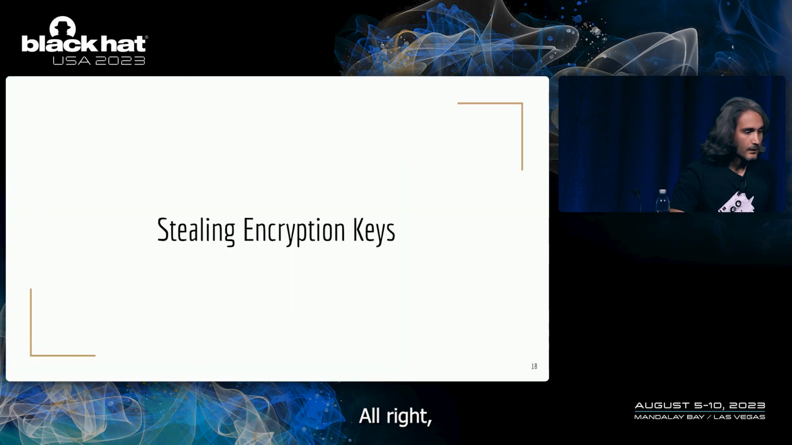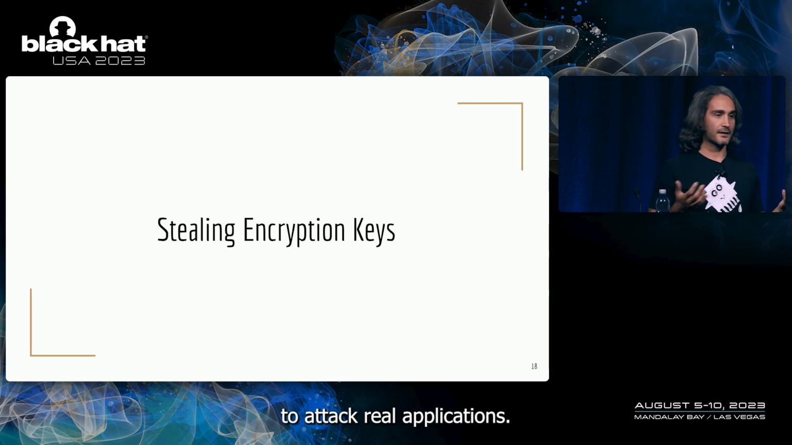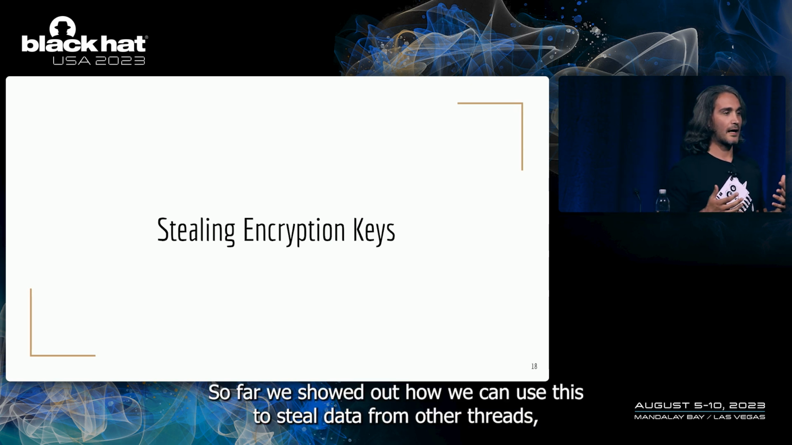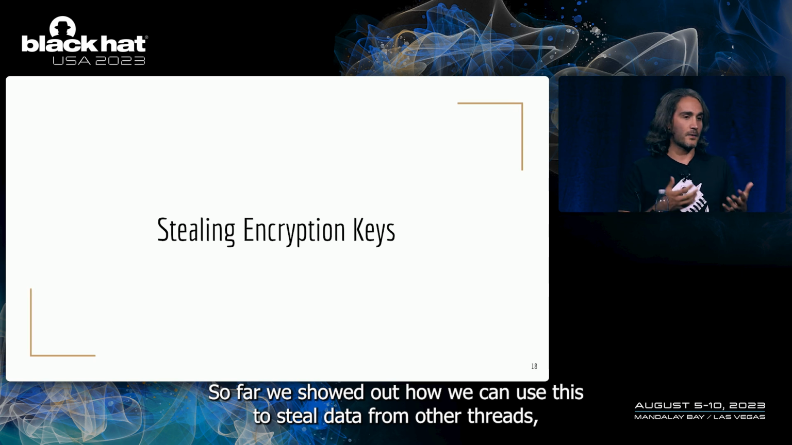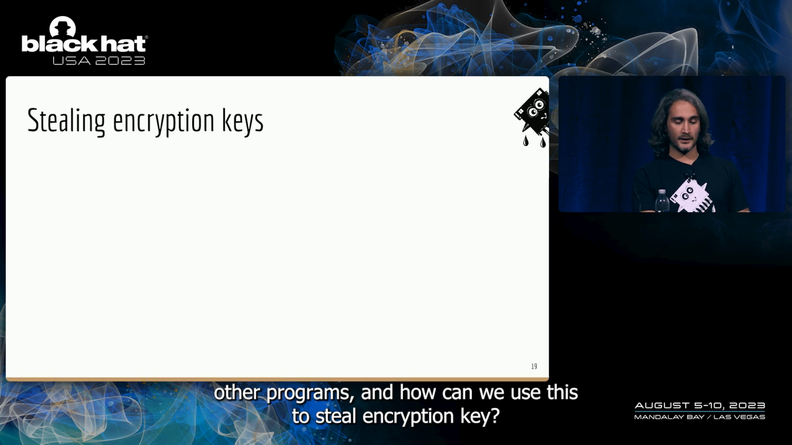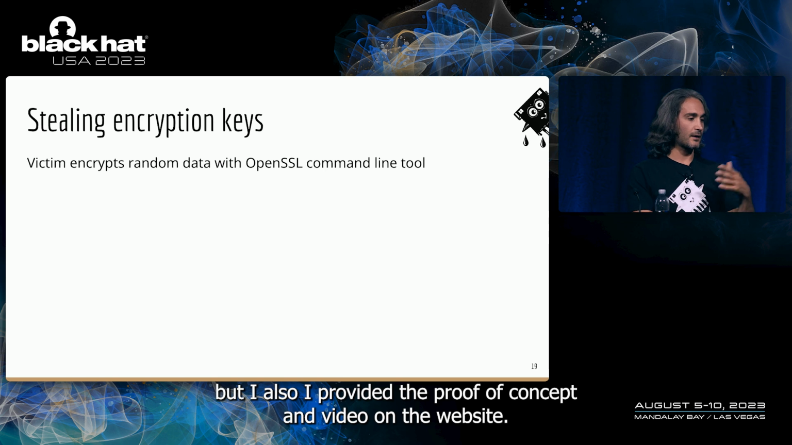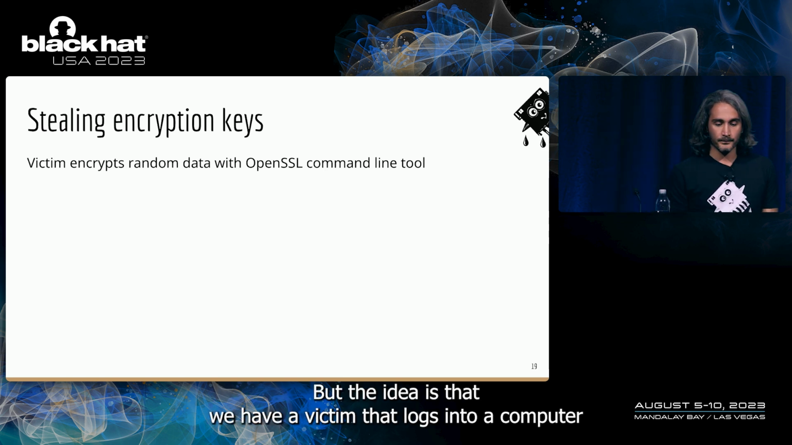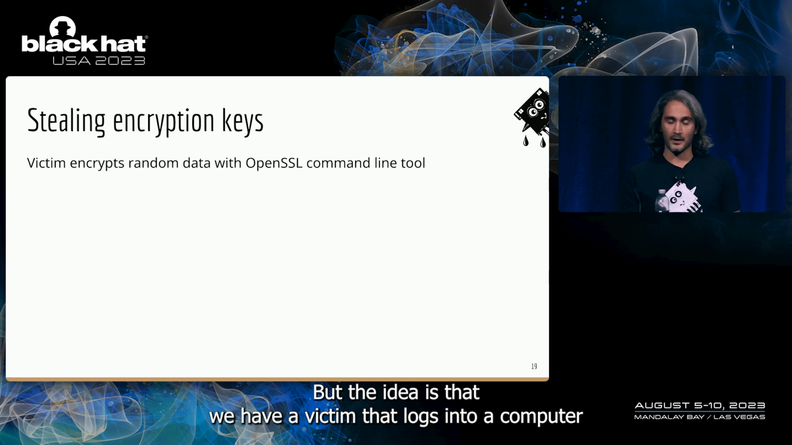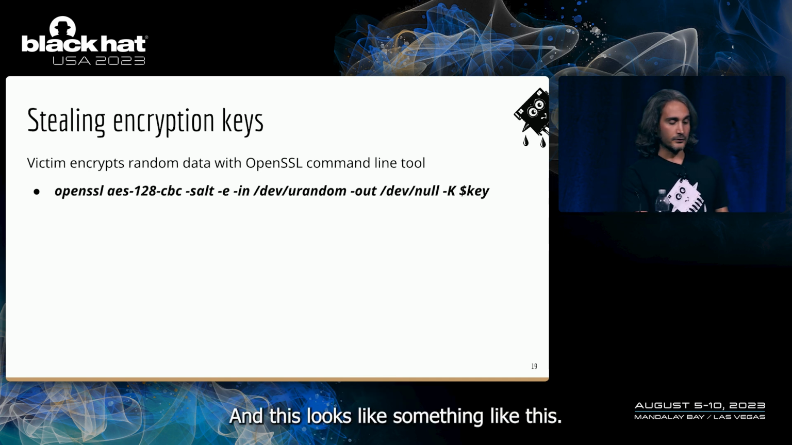All right. So now we have this powerful primitive that we can use to attack real applications. So far, we showed how we can use this to steal data from other threads, other programs. And how can we use this to steal encryption keys? So there is this attack I developed in the research paper, and I provided the proof of concept and video on the website. But the idea is that we have a victim that logs into a computer, and it encrypts random data with the off-the-shelf OpenSSL command line tool. And this looks like something like this.